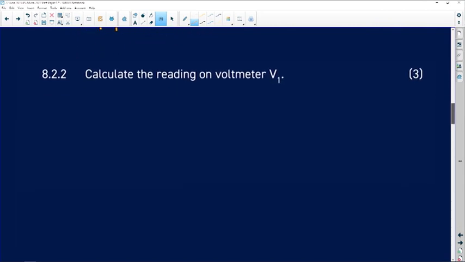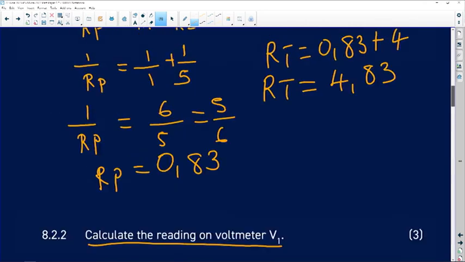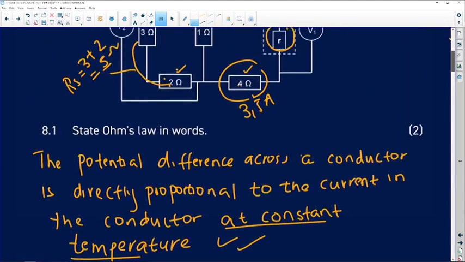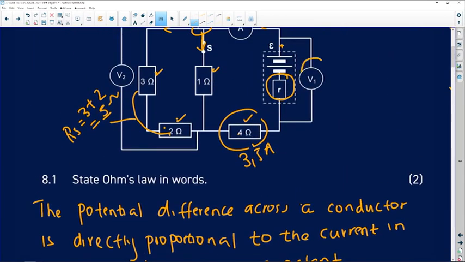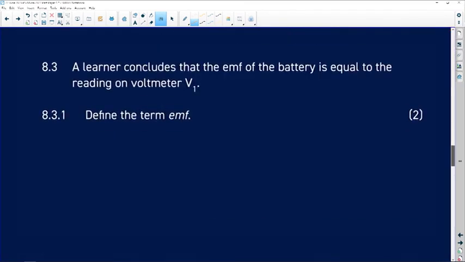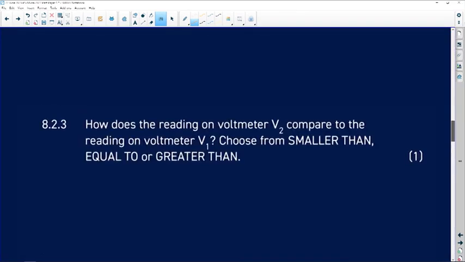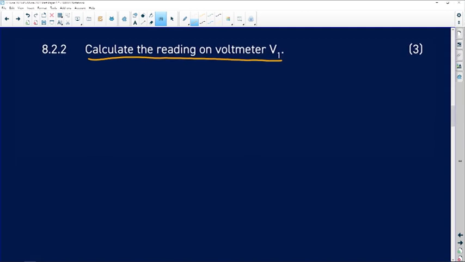Let's go to the next question, 8.2.2 for 3 marks. What are we looking for here? We are tasked to calculate the reading on voltmeter V1. All right, so V1 is my external voltage. External voltage, what can we do to get the answer then? We can use Ohm's law.